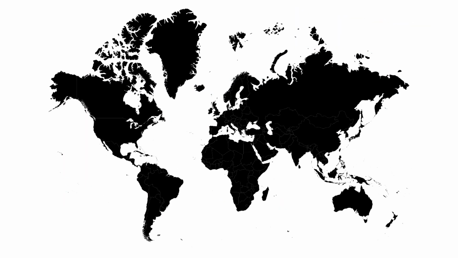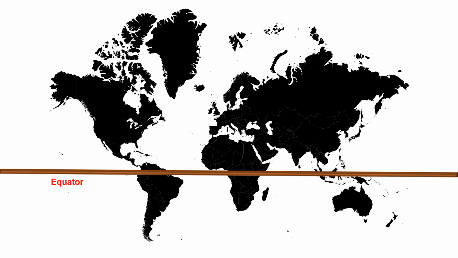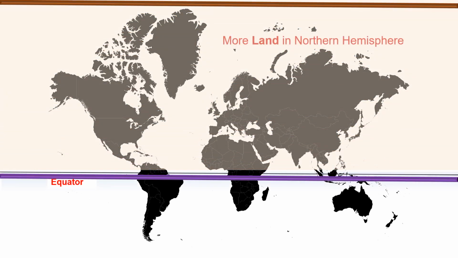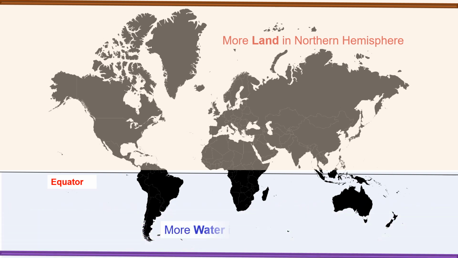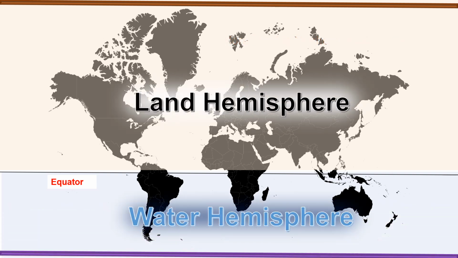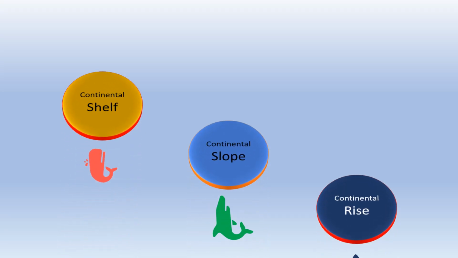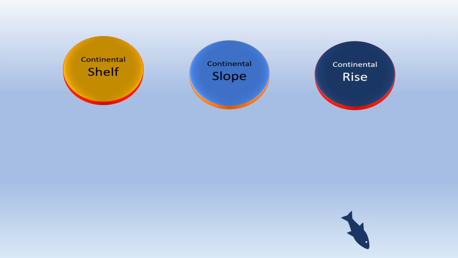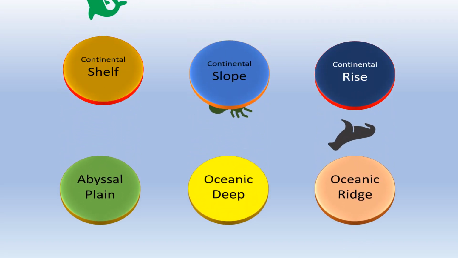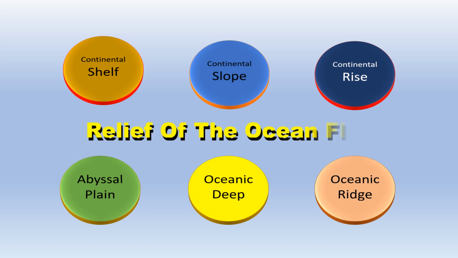Next, how are land and water distributed on our planet? Northern hemisphere holds most of the land, whereas the southern hemisphere holds most of the oceans. Hence, they are referred to as land hemisphere and water hemisphere respectively. In one of my videos on gradation, we come across the various landforms found on land. Now here we will see the various landforms found under the oceans.